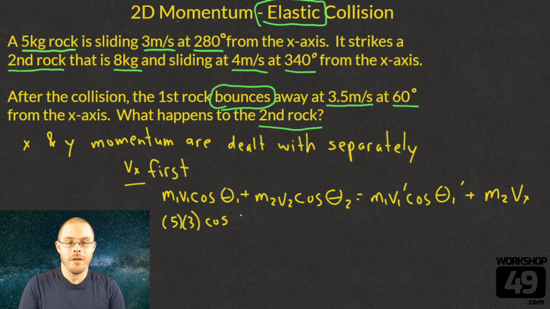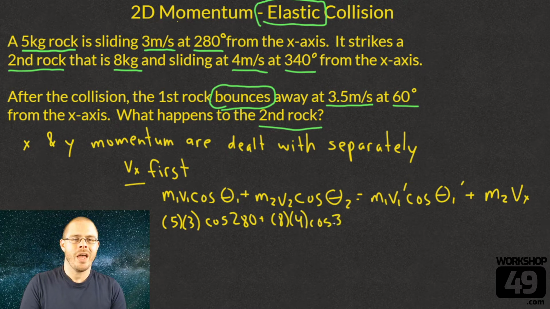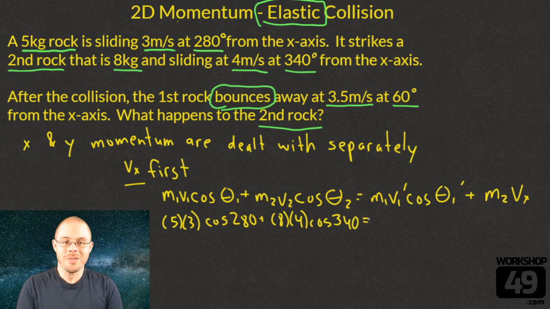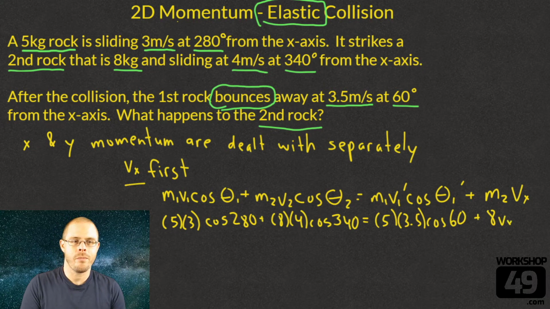We have mass 1, v1, and that cos 280, plus our mass 2, which was 8, its velocity, which was 4, and its angle, which is the cos of 340. That's going to equal, back to the mass of the first rock, times its new velocity, times the cos of its new angle, 60 degrees. That's going to equal, or plus 8vx. Okay, we've filled everything in.